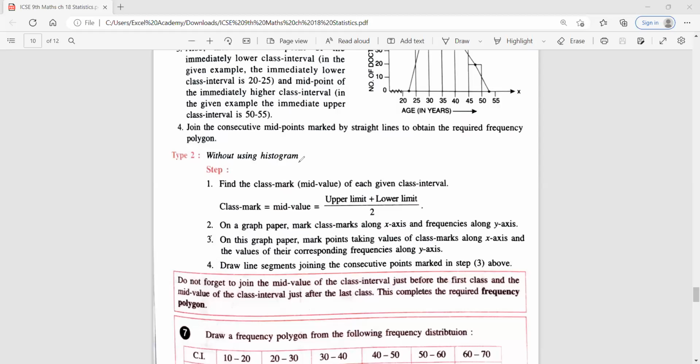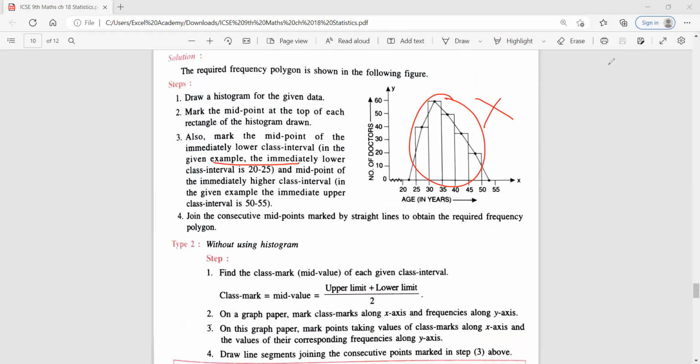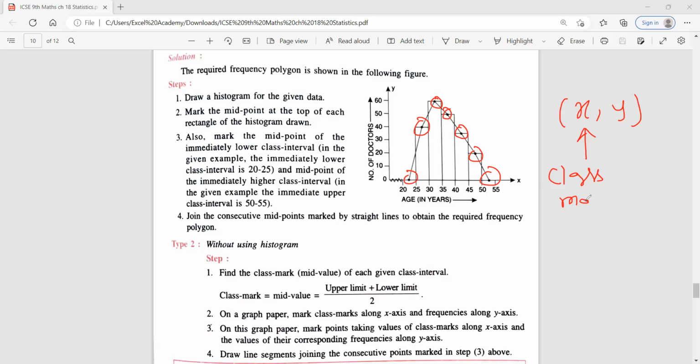Okay, so without using histogram, how would you do it? Do you really need the rectangles? No. What do you need then? You need the points, only the points. Class mark. So for plotting the points, you need coordinates of the point. What are the coordinates? X comma y. What is X? Class mark. And what is Y? Frequency.